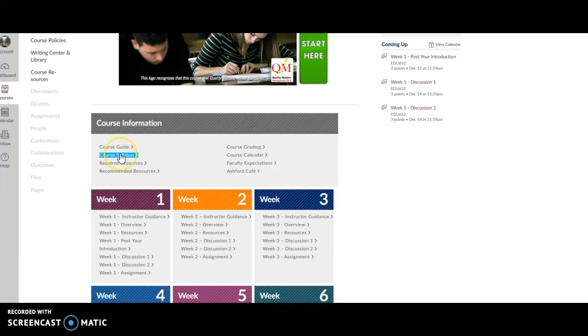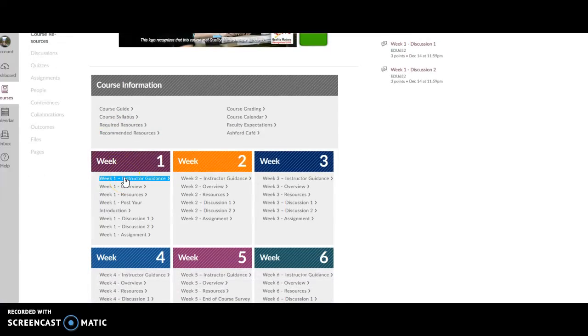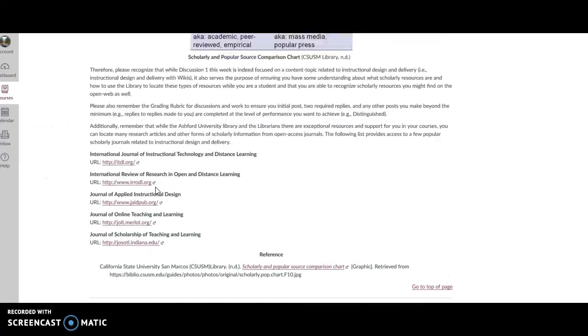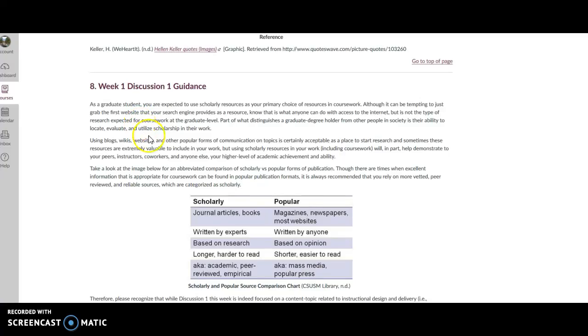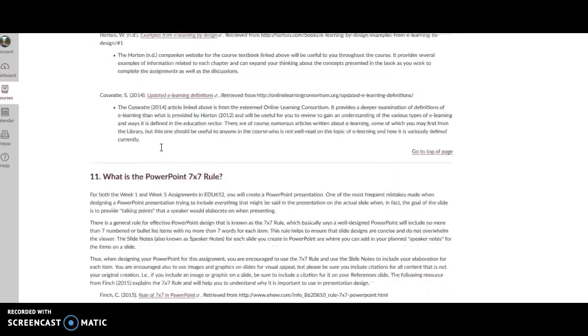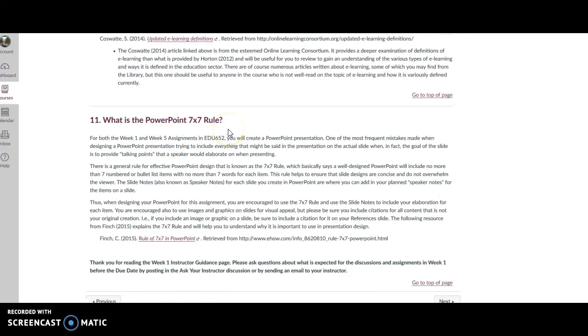Now, as always, you want to read the course syllabus, the required resources. But anytime when you come in each week, always start with the instructor guidance. Now, the instructor guidance in this course is so important because it gives you guidance on how to answer the different questions. So this guidance is just a great overview. For example, discussion 1 guidance. You have discussion instructions, but this tells you how to do it. It gives you insight. So it does this for the discussions, for the assignments, beyond the directions, the 7x7 rule you have to use for the first. So make sure you take some time to read that.